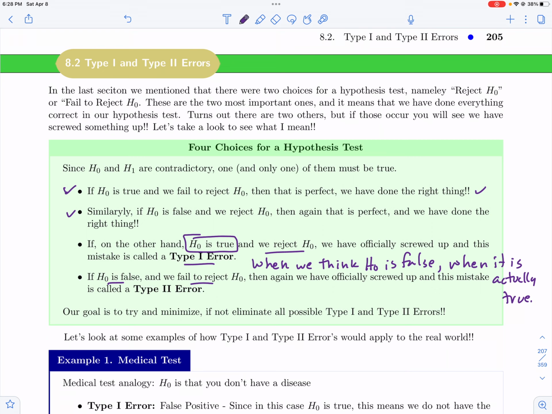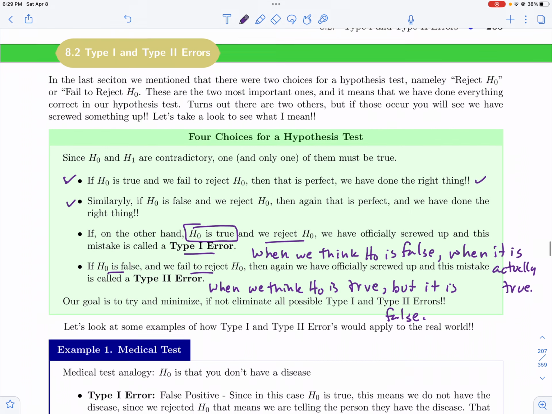So in this case, this is when we think H naught is true, but it is false. Basically, we're making the wrong conclusion, as opposed to above where we're getting the right conclusion. So that's where these type 1 and type 2 errors come in.